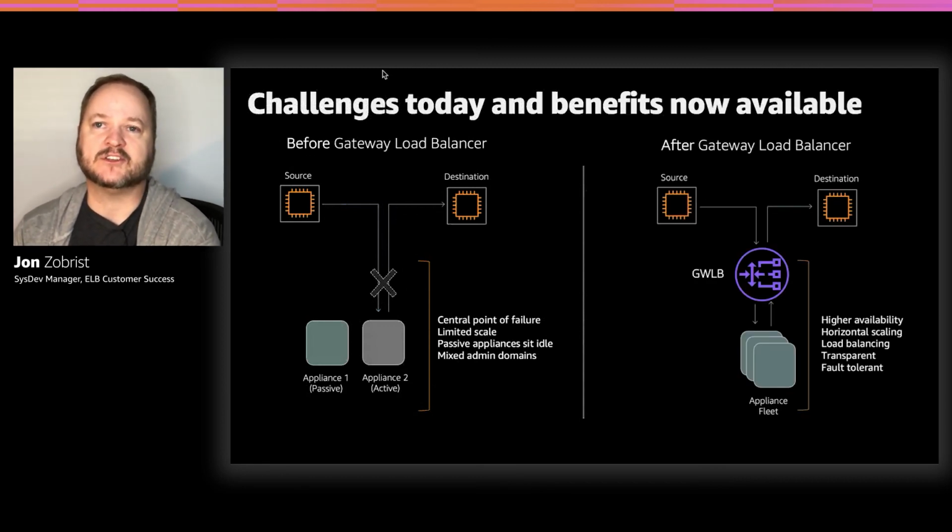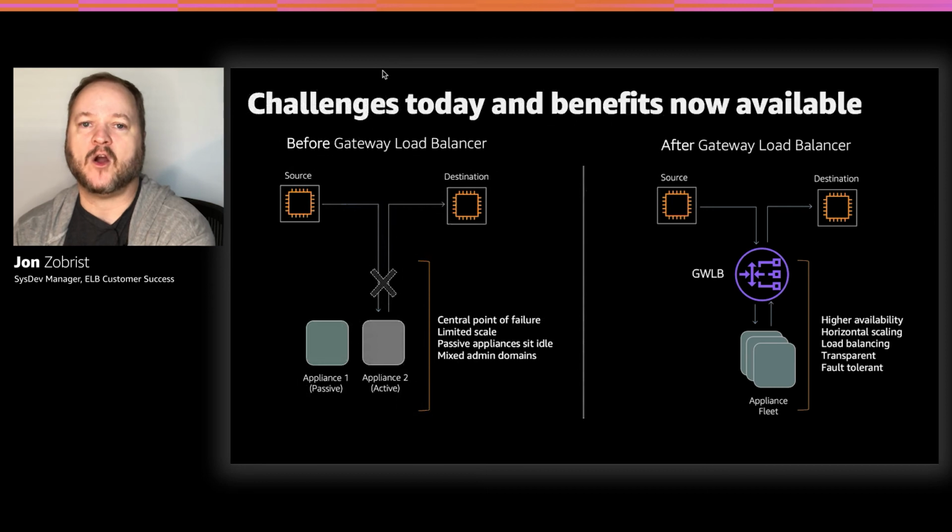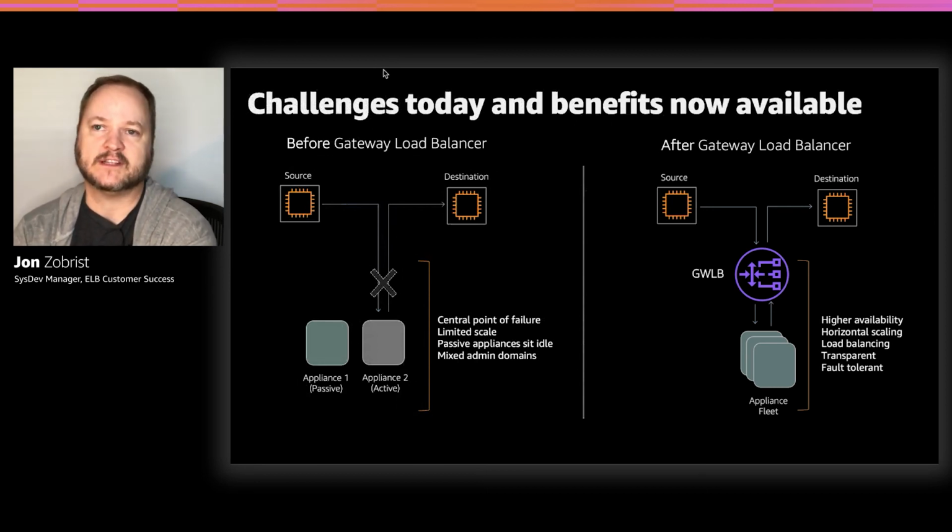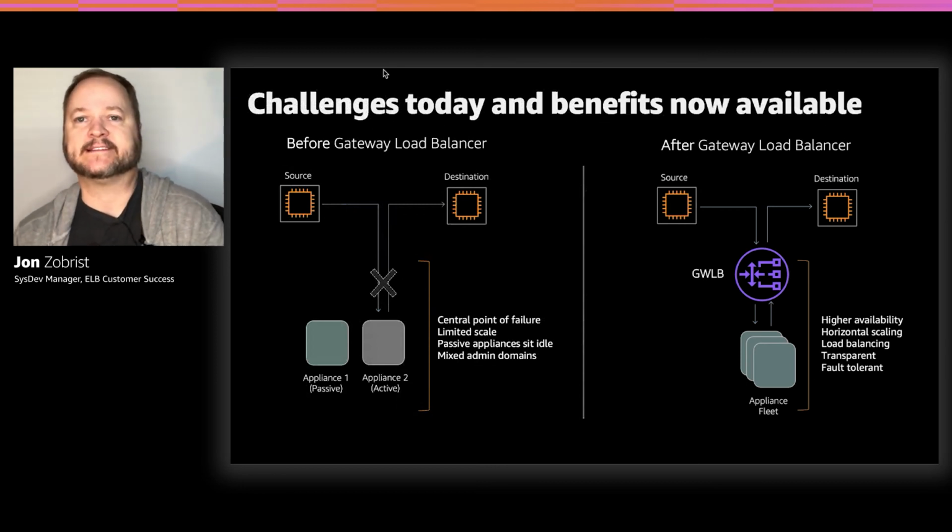And then there were challenges with scaling that made it harder for you to change those routes dynamically or update things so that your network traffic transparently goes through the appropriately scaled devices.